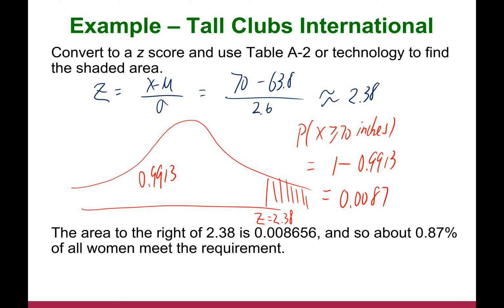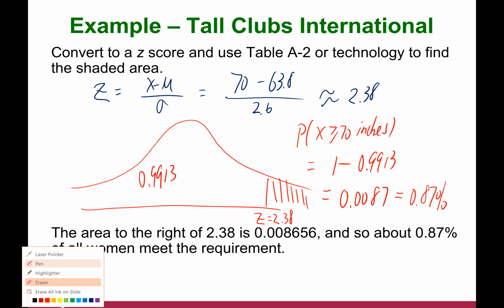If you turn it into a percentage, it will be 0.87%. Okay. And you can also find this probability in Excel. I'm going to show you how to do that in Excel.